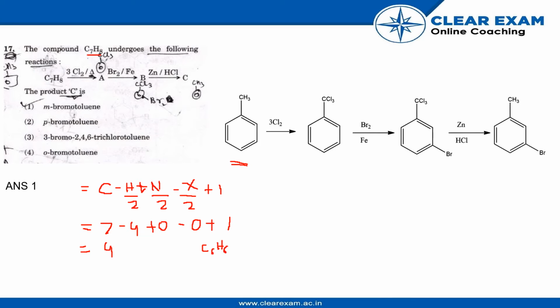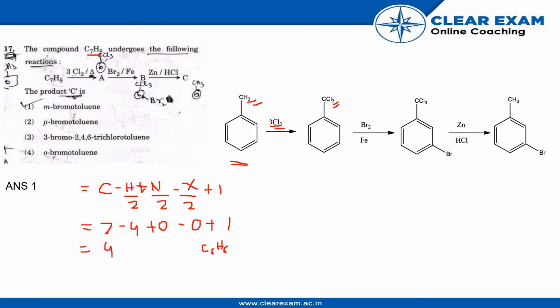After that, we have to react it with chlorine. And if we react with chlorine, we will do it through a free radical mechanism. When we do that, the hydrogens on the methyl group will be replaced by chlorine, so it will become CCl3. Then further, this process is known as bromination, so we have to react this compound with bromine in the presence of iron.